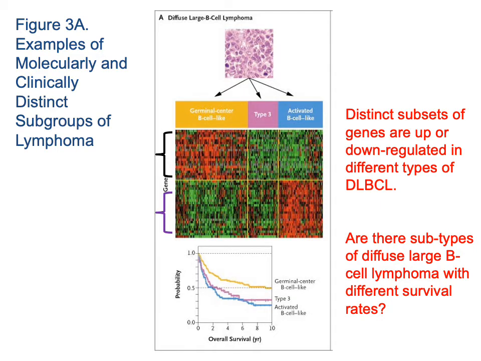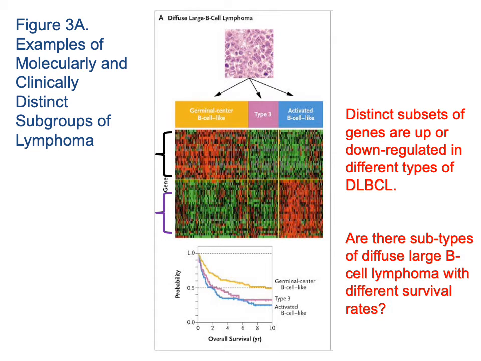So this is figure 3A from the Stout Review, and this is titled Examples of Molecularly and Clinically Distinct Subgroups of Lymphoma. Okay, so what they set out to do was to look at a whole bunch of patients who had been diagnosed with diffuse large B-cell lymphoma. And that's what it says at the top of your slide. Okay, you can see some histology. It doesn't mean too much to me, but that's some histology of what that would look like, right? So these patients were initially all diagnosed with the same type of cancer.